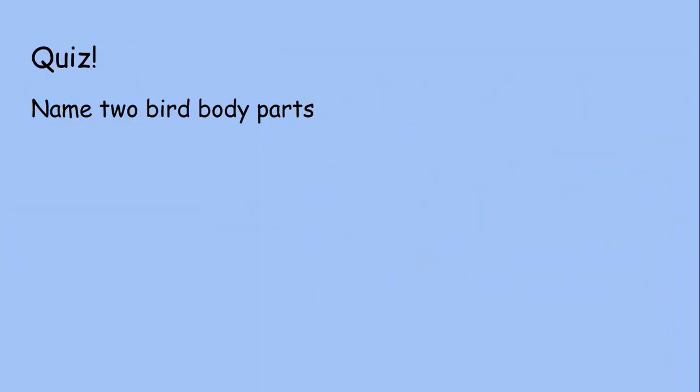Okay, so now we're on to our quiz. We're ending the lesson with a quiz. I'm going to ask you to name 2 bird body parts. We looked at 3 right at the start of the lesson. So what do they have instead of a mouth, like we have? What do they use to fly? And what is their body covered in? So those are the 3 words we had.